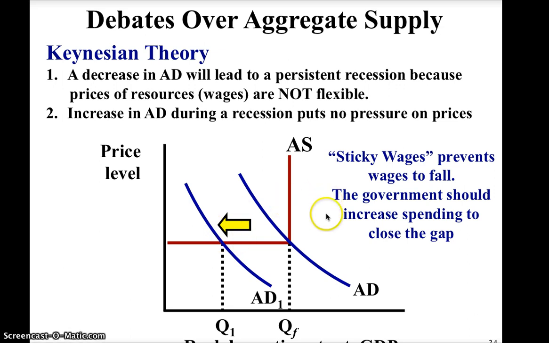What Keynes came to say is that sticky wages prevent wages from falling. And so what happens there is, instead of lowering wages, businesses just lay people off, but wages for the remaining people stay where they are, and thus aggregate demand does not increase back here, and aggregate supply does not move forward to bring us back to full employment.